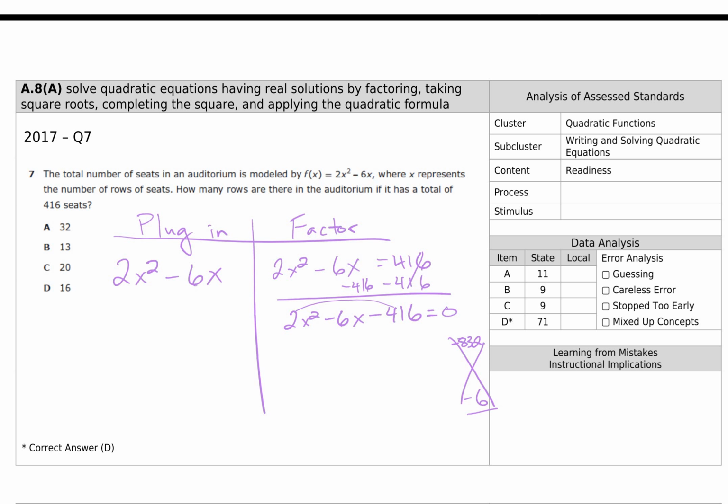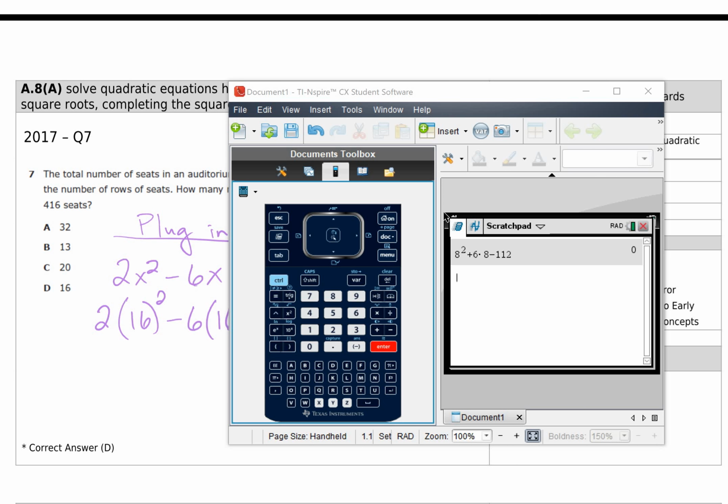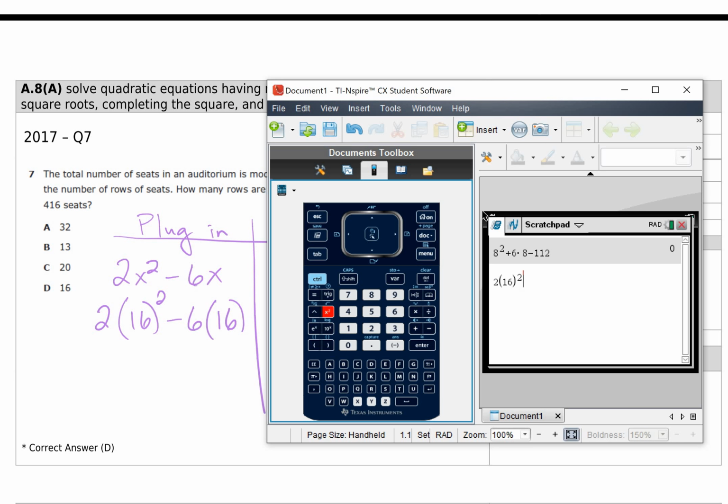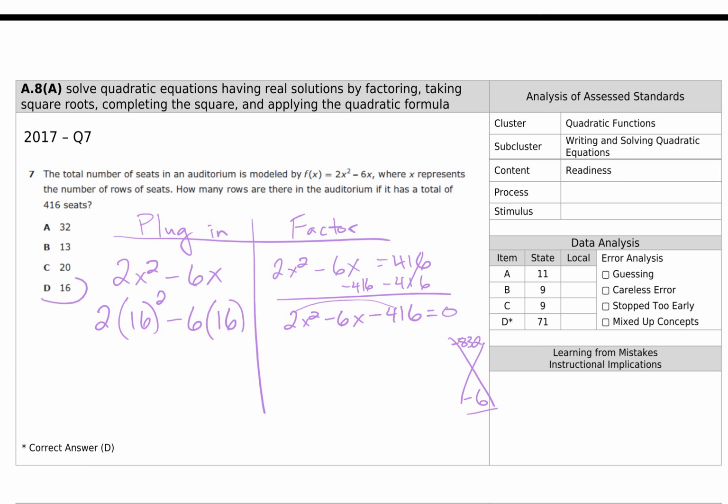Let's start with D. We'd put 2 times 16 squared minus 6 times 16. And we could plug that in our calculator. 2 parentheses 16 close parentheses squared minus 6 parentheses 16. So we've just plugged it in, we hit enter, and we see that it gives us the answer 416 like it asked for in the question. So D is the answer.